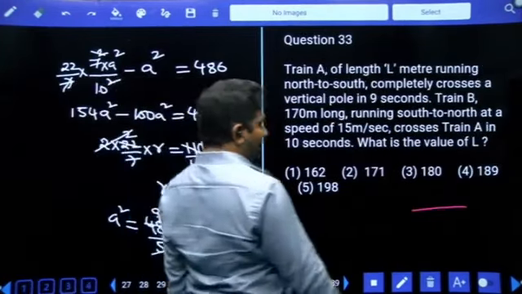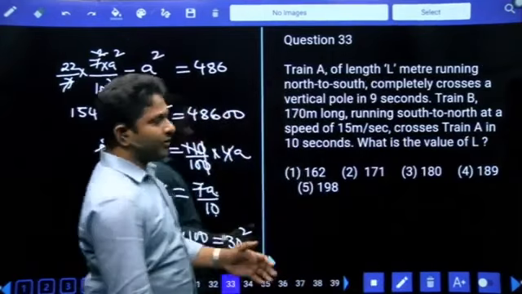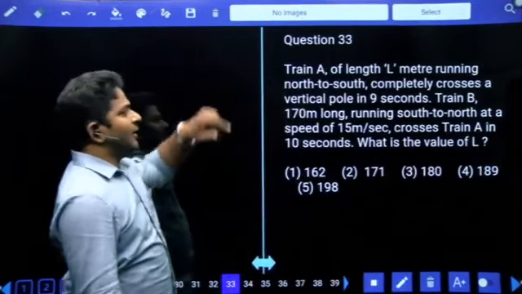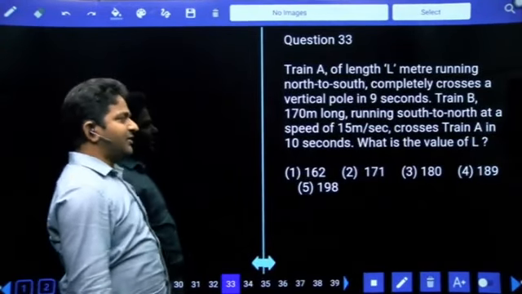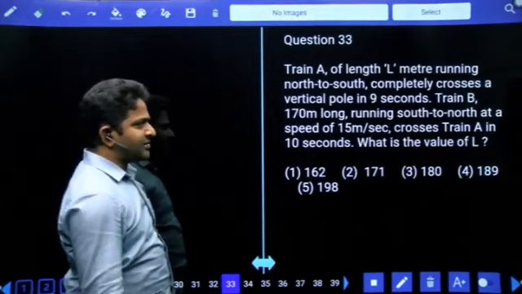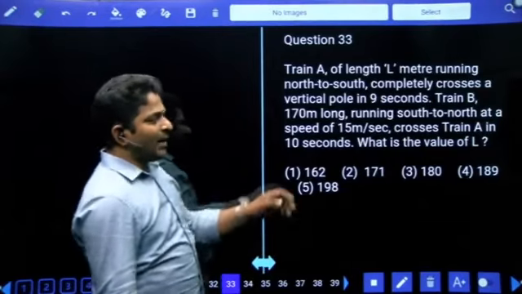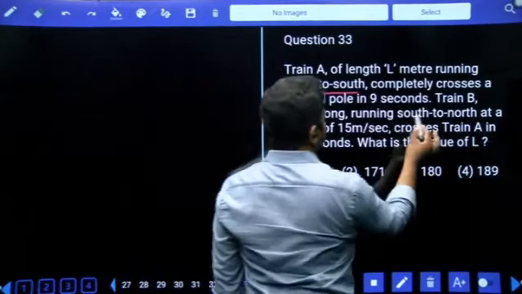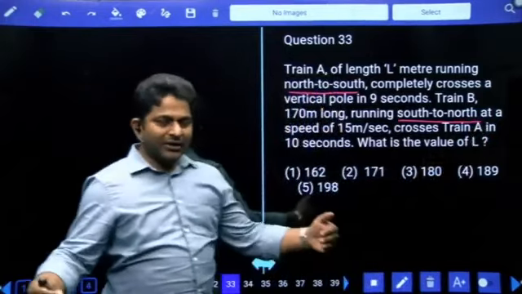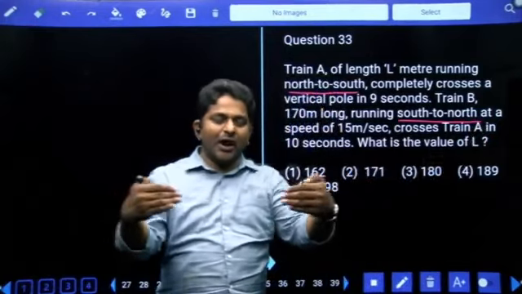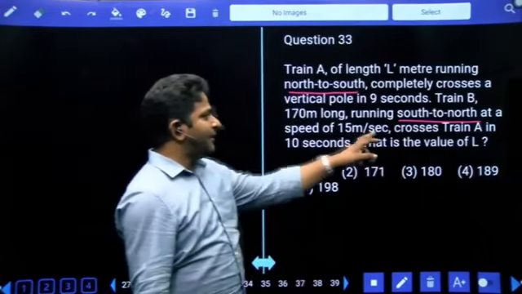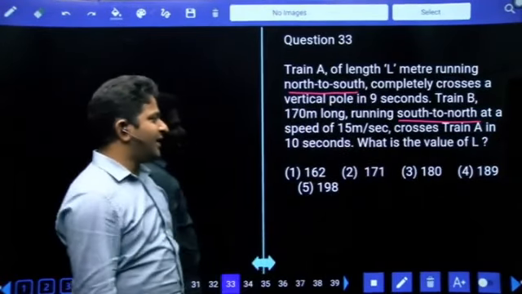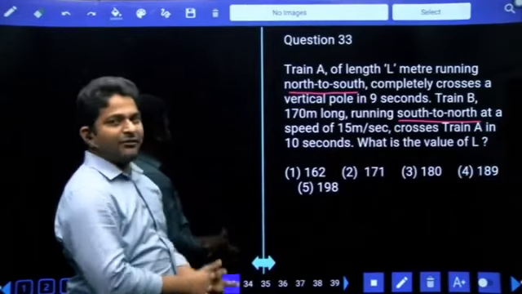Train A of length L meters running north to south completely crosses a vertical pole in 9 seconds. Train B, 170 meters long, running south to north. Why are they giving direction? Because to conclude that both are moving opposite to each other, indirectly they are saying. At a speed of 15 meter per second, it crosses train A in 10 seconds. What is the length of train A?